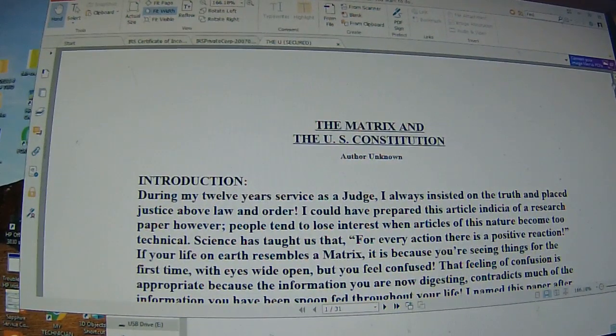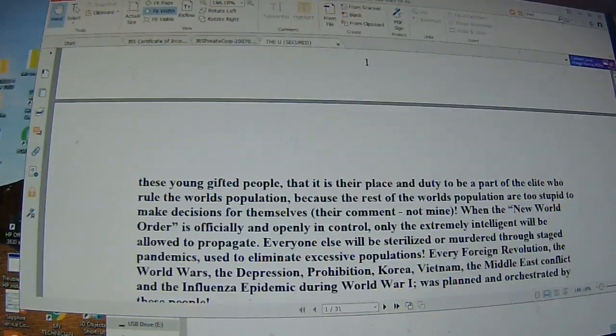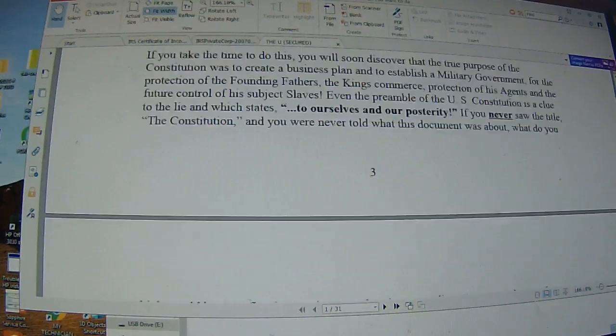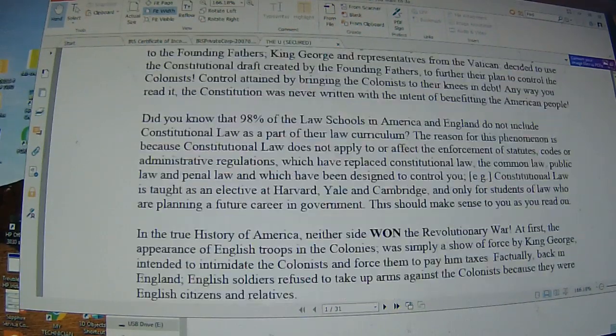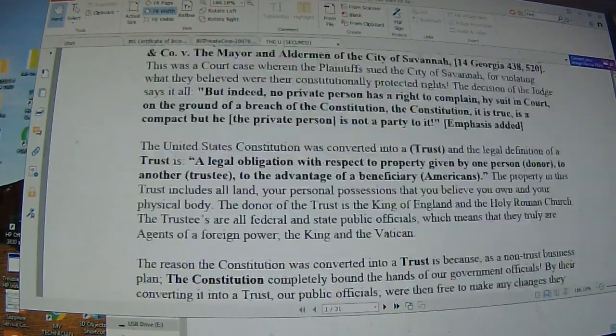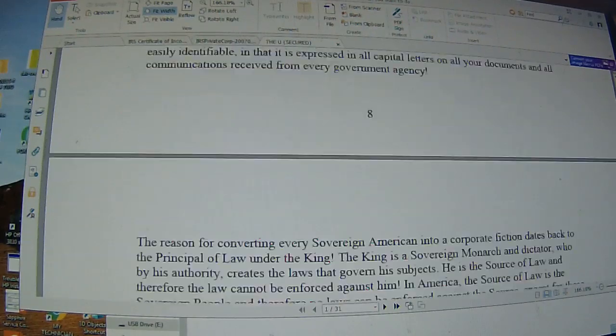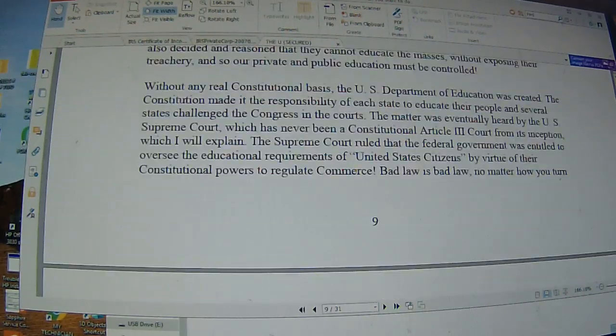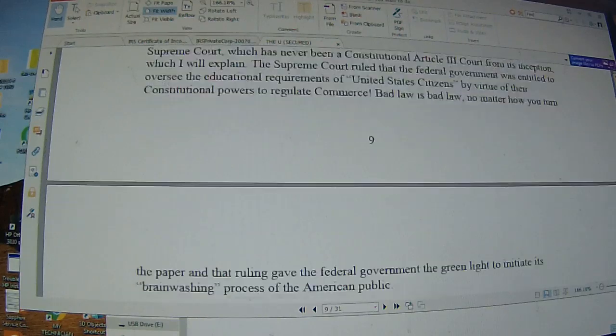Okay, let's deal with a document called the Matrix and the U.S. Constitution. Now, you should be able to get a copy of this document by simply going on to Google and typing it in, the Matrix and the U.S. Constitution. It should come up. And I brought it on here because I want you to pay close attention to page 10 on this particular document. Page 10. Okay, let's see about page 10 here.